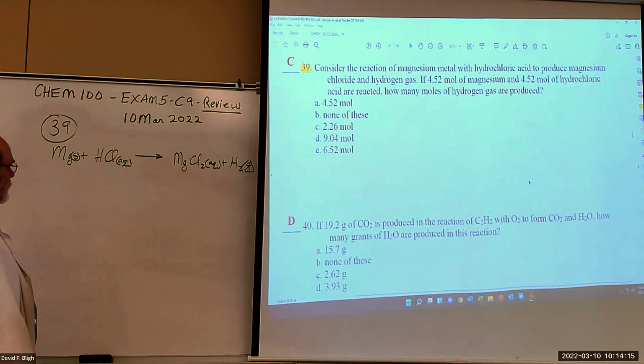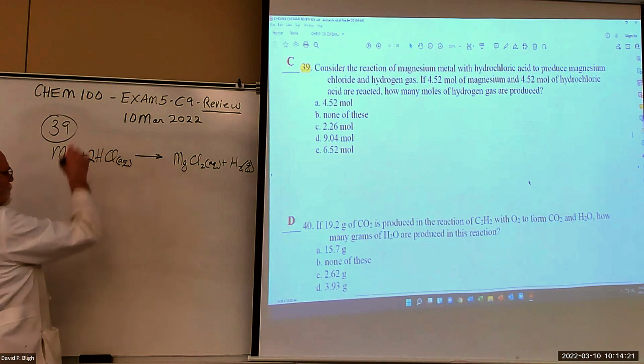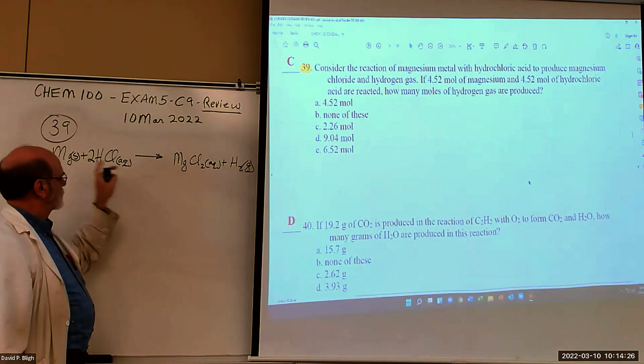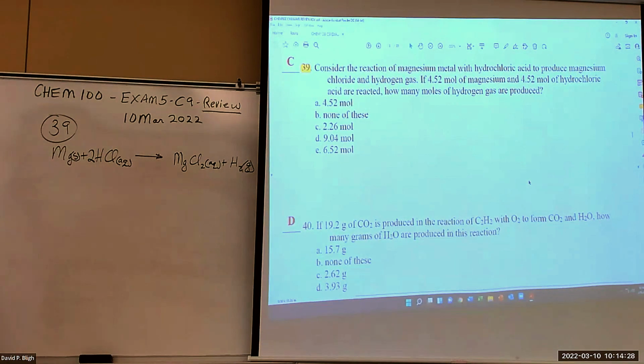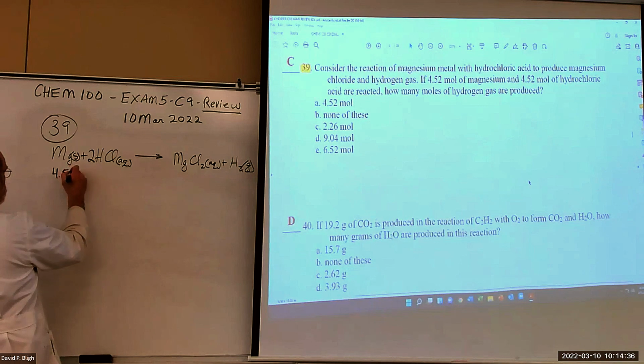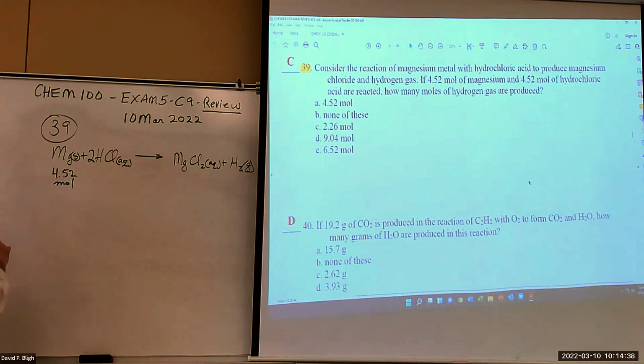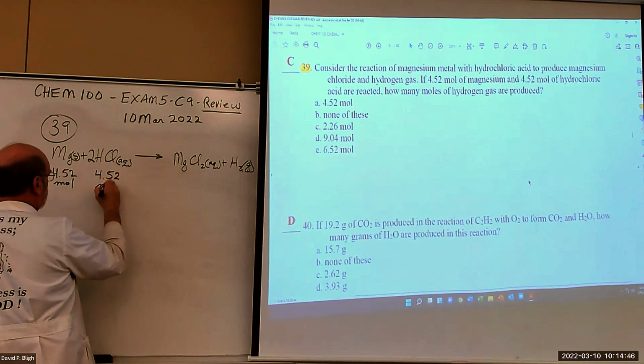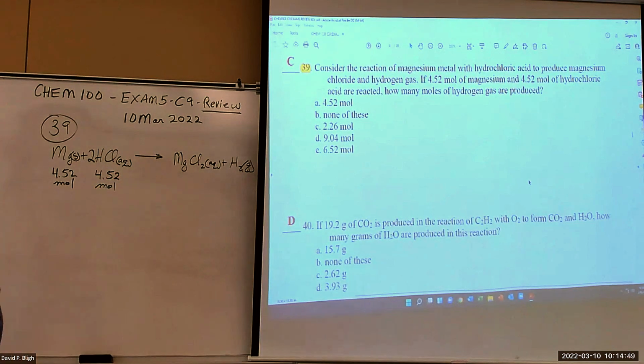Let's see. I think I can do this with one number. 1 magnesium, 2 chlorines, 2 hydrogens. It's balanced. Okay, if 4.52 moles of magnesium and 4.52 moles of hydrochloric acid are reacting, how many moles of hydrogen gas are produced?